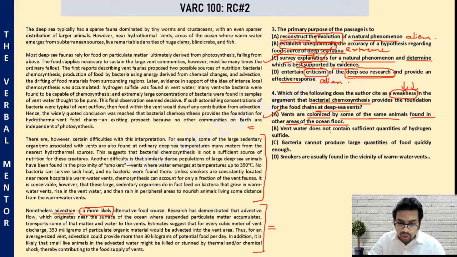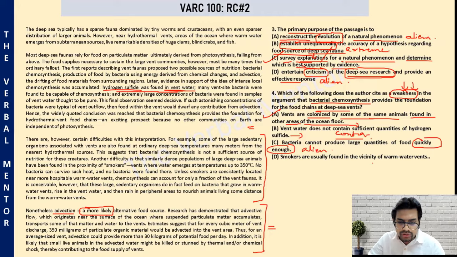Option B: Vent water does not contain sufficient quantities of hydrogen sulfide. Has the author pointed this out as a weakness? In fact, evidence is available. He's already accepted the evidence in the second paragraph: hydrogen sulfide was found. It's not a weakness, so B is actually contradictory. Option C: Bacteria cannot produce large quantities of food quickly enough. The author never mentions the speed of production of food. Alien. The author never talks about how quickly the food can turn out.